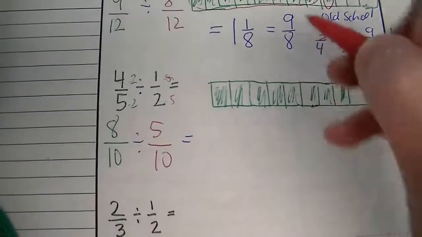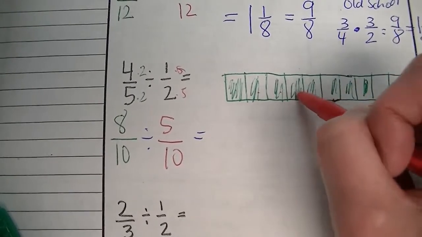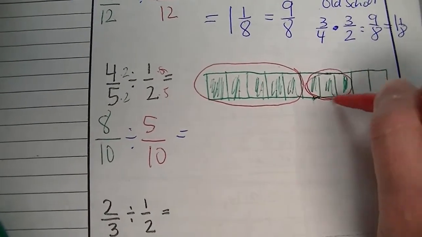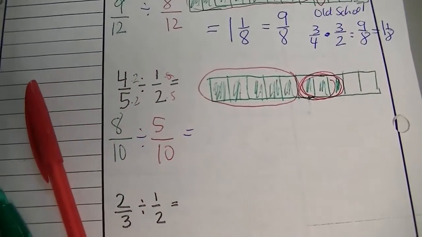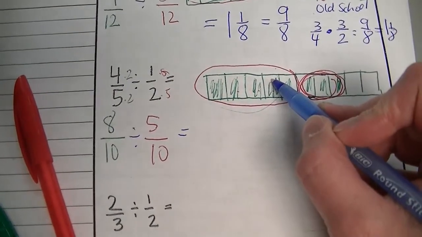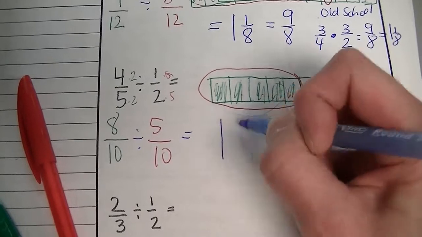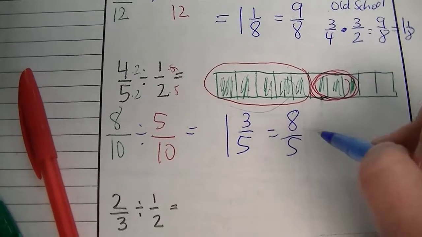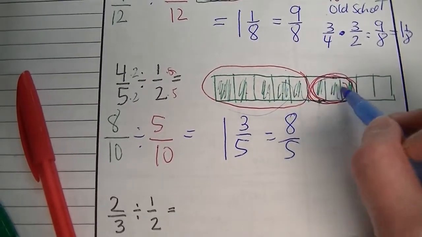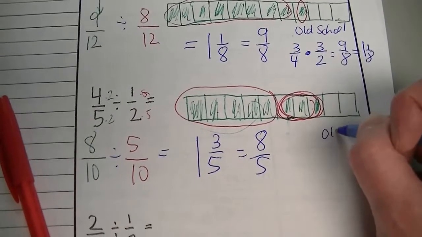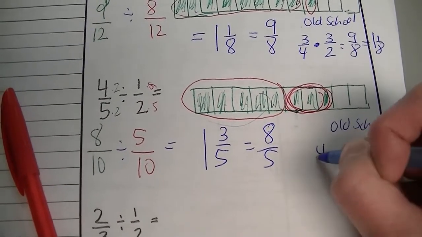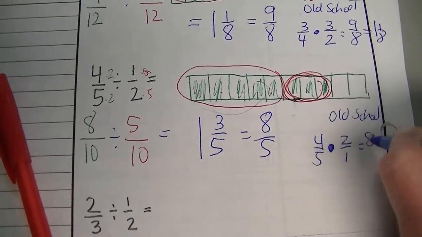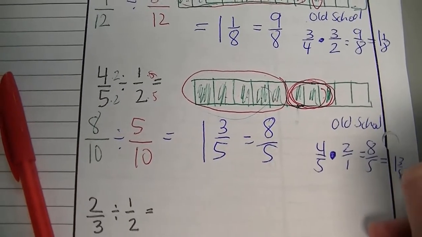Okay, and let's circle 5s. 1, 2, 3, 4, 5. Ooh, and then we don't quite have a full 5 right there. So our answer is 1 3/5, which is also 8/5. And 1, 2, 3, 4, 5, 6, 7, 8. That's how we get that. Old school way: 4/5, keep it, change it to multiply, and then flip it. So that's 8/5, which is also the same as 1 3/5.